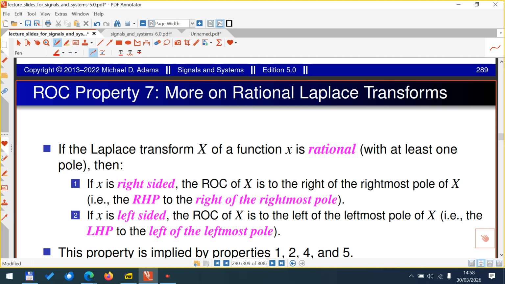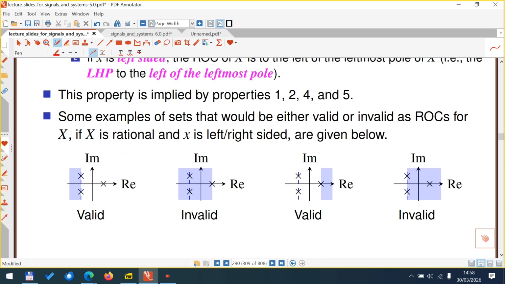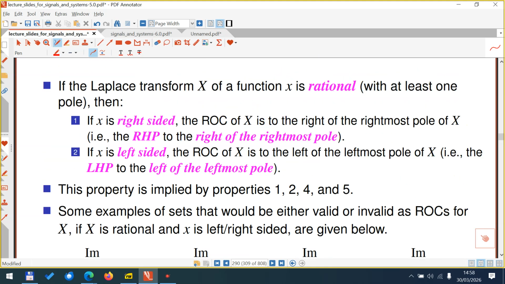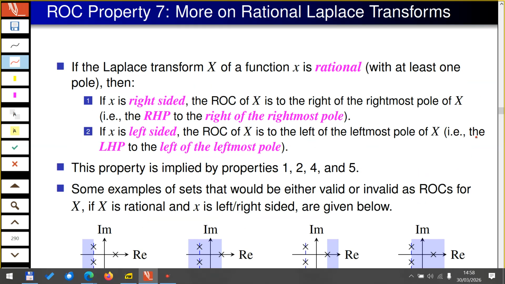Property 7. We should be able to understand it without a particular example because the diagrams are already given. So again, imagine a function small x which is rational, and rational with at least one pole. There are some poles. It can be one pole, two poles, three poles, more. And there are some rules.